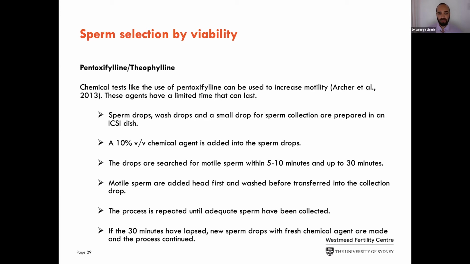These agents have a limited time that they can last, so it's important to identify the moving sperm quite quickly, usually with a 10% volume of this chemical agent added into the sperm drop with handling medium. And then identifying after 5-10 minutes which sperm are motile and using those for the injection.